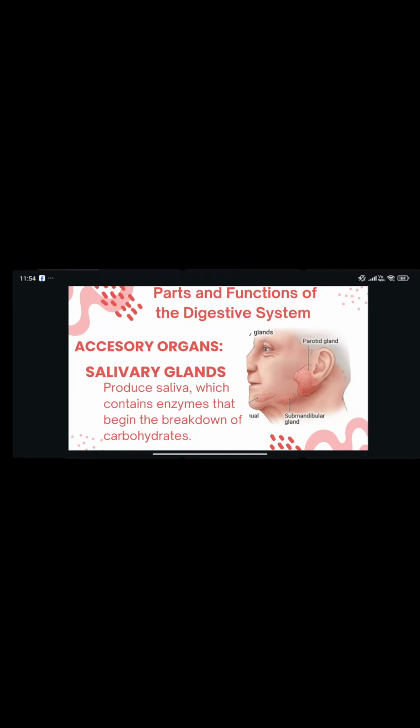So let's proceed to the accessory glands, organs, or other parts that help your body with digestion. First, we have the salivary glands. They produce saliva, which contains enzymes that begin the breakdown of carbohydrates. They produce saliva which moistens food, making it easier to chew and swallow.